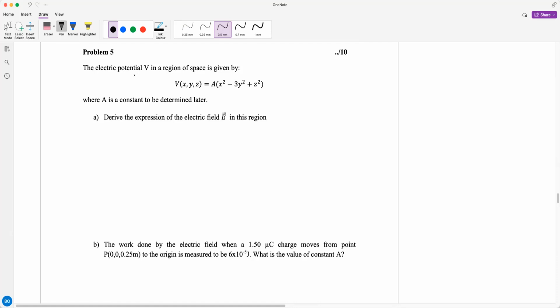So the electric potential in a region of space is given by this expression, where A is a constant to be determined later. Derive the expression of the electric field in this region. If I give you the potential difference and I ask you to calculate the electric field.